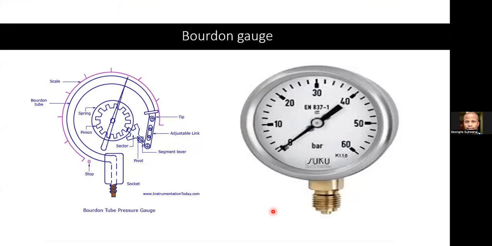Then we have this Bourdon gauge, which monitors pressures, especially pressures for cylinders and also pressures for the pipeline. So who can tell me how a Bourdon gauge works? How does a Bourdon gauge work?